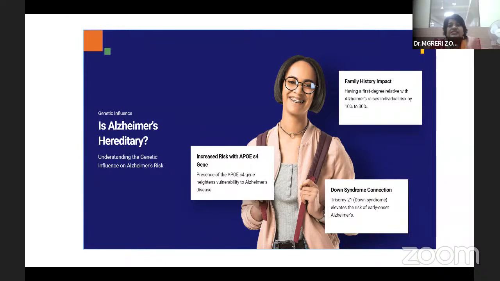Also, having a first degree relative with Alzheimer's raises individual risk by 10 to 30%. For example, if my father or mother has Alzheimer's, there's a 10 to 30% chance that I might get Alzheimer's disease. Also, there's a connection with trisomy 21, that is Down syndrome, which elevates the risk of early onset Alzheimer's. A person who already has Down syndrome has a greater chance of getting Alzheimer's sooner when compared to normal people.